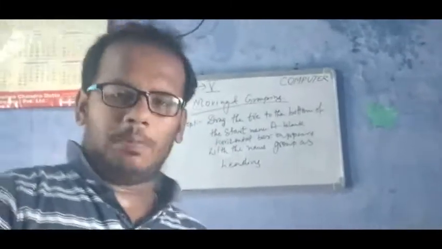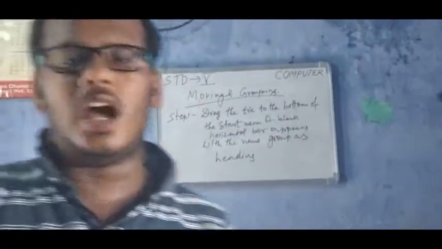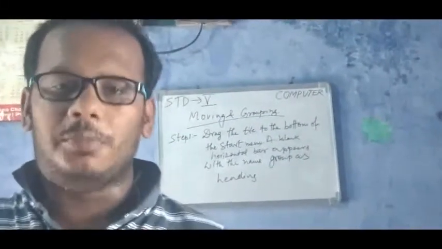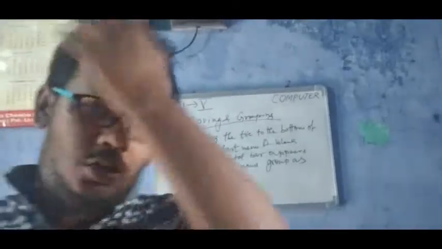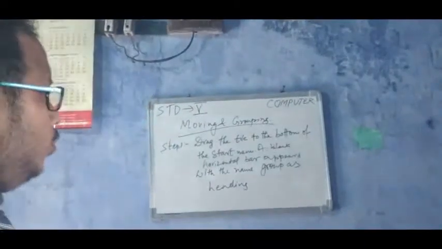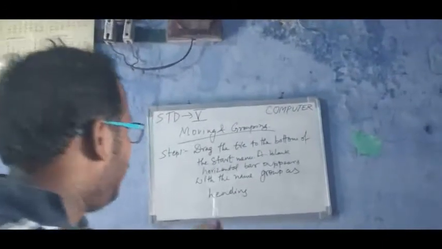Our next topic is moving and grouping. Moving and grouping means how to move your tiles in the start menu and how to make groups. For that there are 2 steps. Step 1: you need to drag the tiles to the bottom of the start menu.